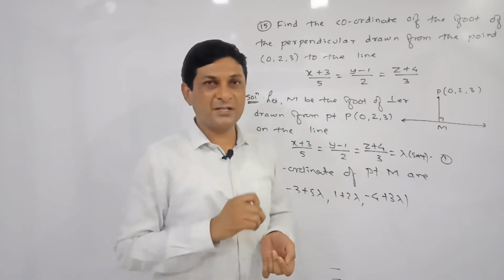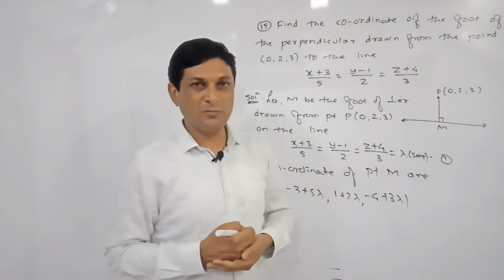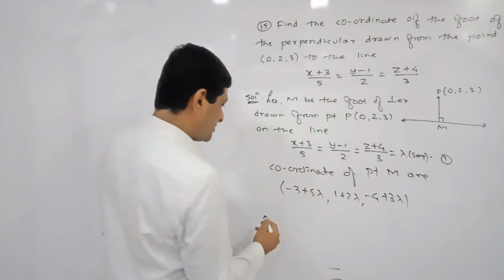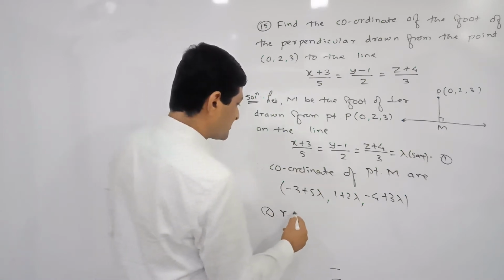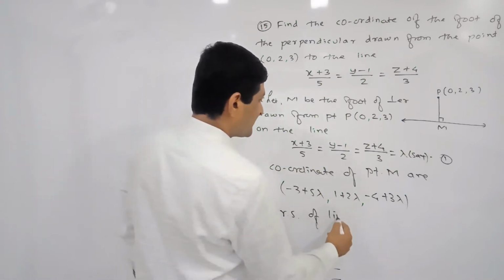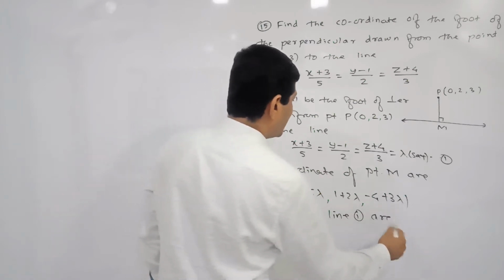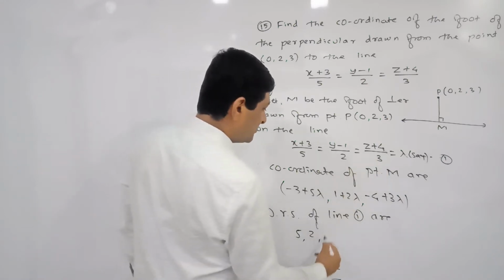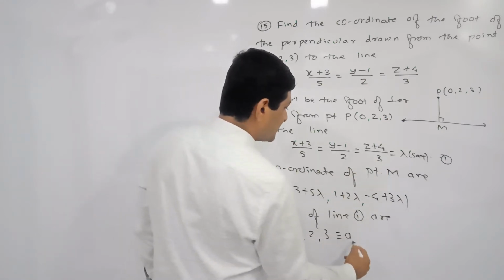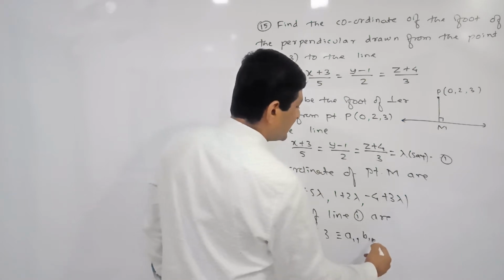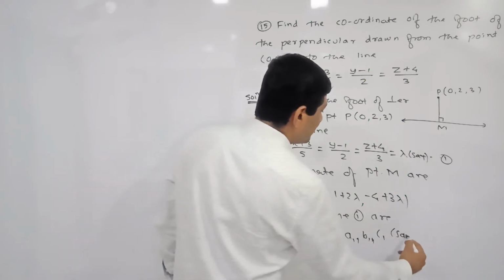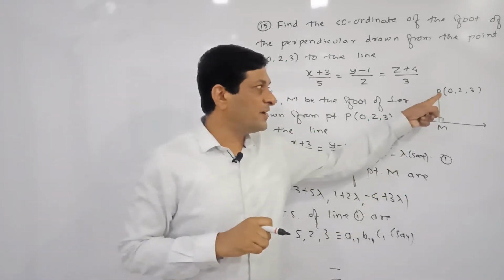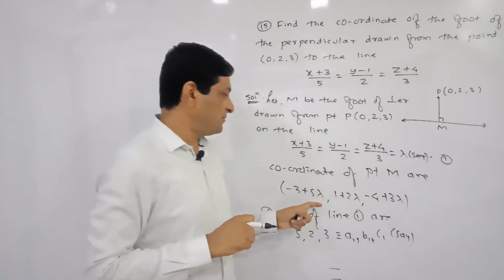So to apply this condition, we will require the direction ratios of both lines. First we find the direction ratios of this given line. From the equation we can say that the direction ratios of line 1 are 5, 2, 3. Let us denote these direction ratios by A1, B1, C1. Now we find the direction ratios of line PM. The coordinates of P are known and the coordinates of M are also known.